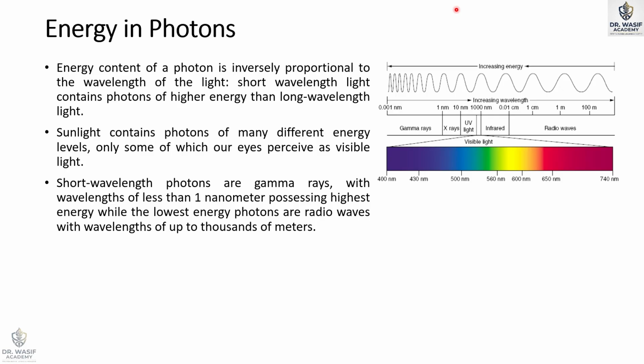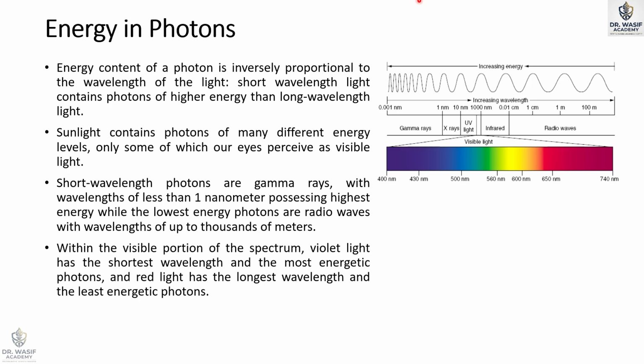But this is the extreme. These have the shortest wavelengths, likely less than even 1 nanometer, and because the wavelength is shorter, they have high energy. On the other extreme, we have radio waves, which can be thousands of meters long and have the lowest energy.